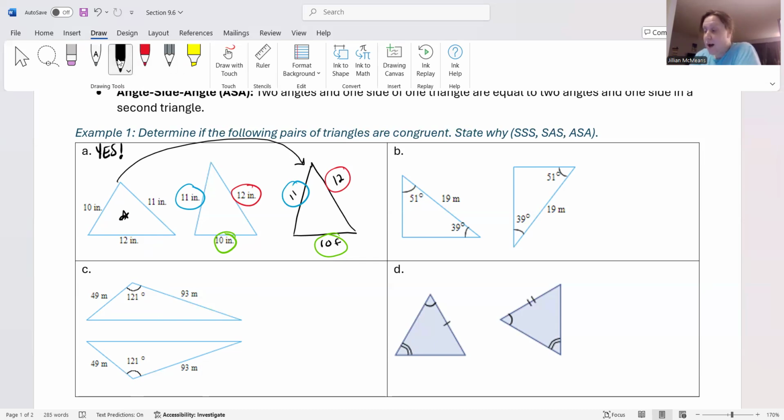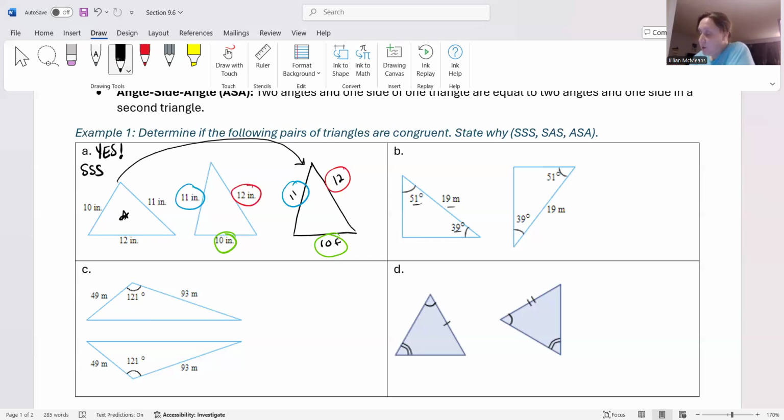And the reason why is we have a side, side, side situation. We've matched corresponding sides. All three sides match. Okay. For part B, notice here we have an angle, another angle, and then we have a side that goes between those two angles. Okay, now these two triangles are definitely not oriented the same way.